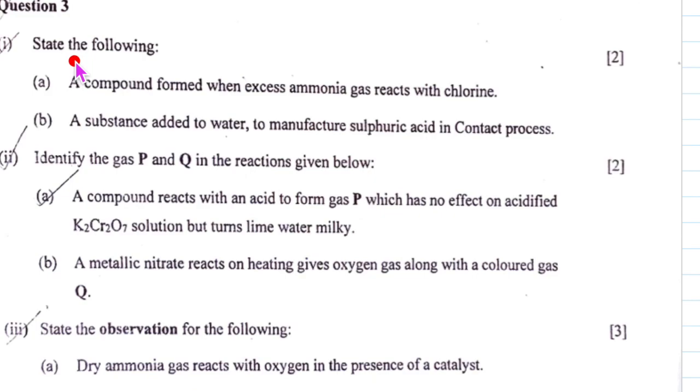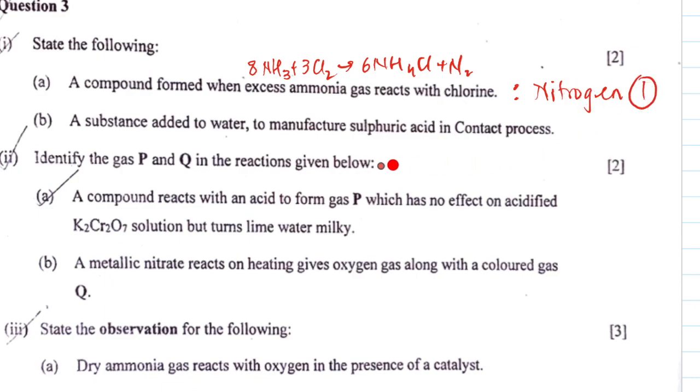We come to question number 3, the first part. State the following. A gas formed when excess ammonia gas reacts with chlorine. So with excess ammonia, your reaction is 8NH3 plus 3Cl2 gives 6NH4Cl plus N2. So the gas evolved is going to be nitrogen. You write this, you get your 1 mark.